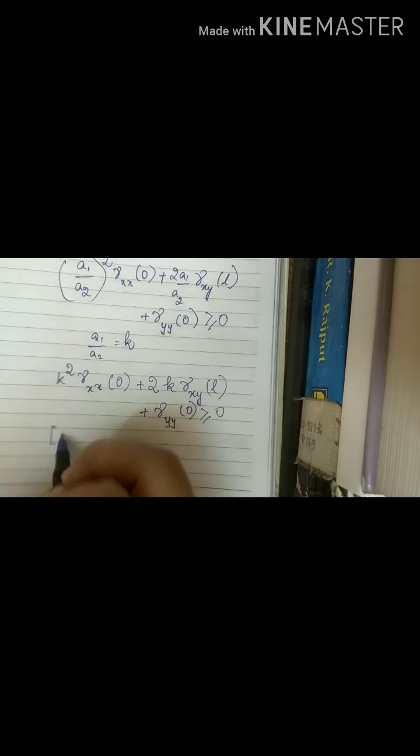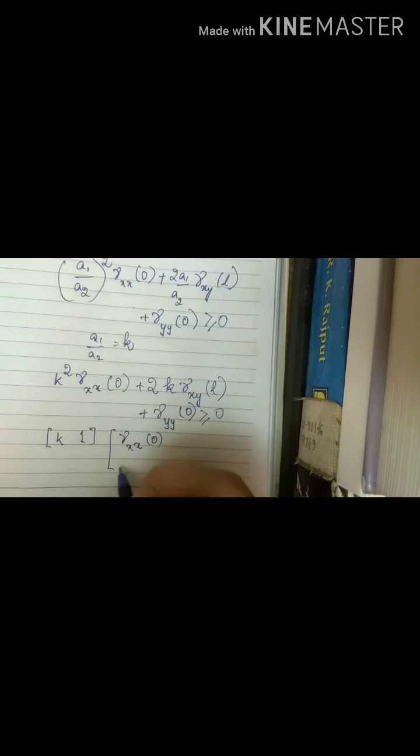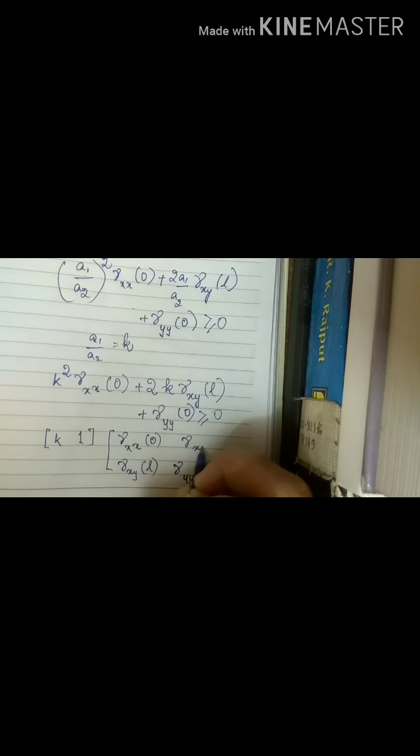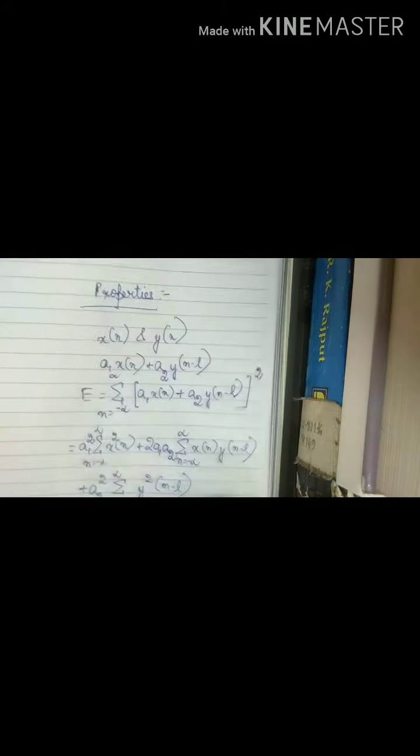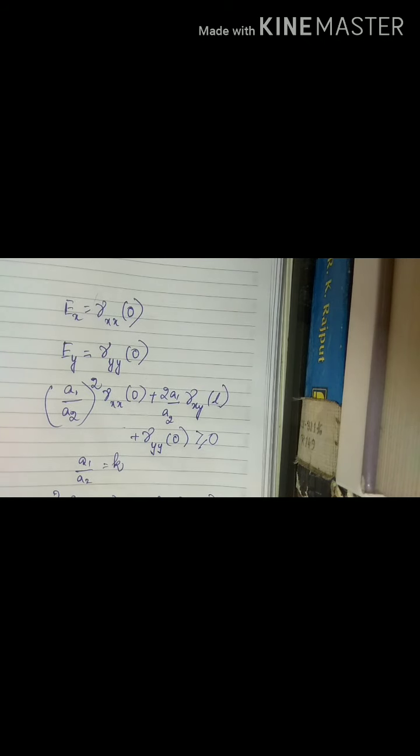This can be rewritten in terms of a matrix. We can write it as [k 1] times the matrix with gamma xx(0), gamma xy(L), gamma xy(L), and gamma yy(0), and one more column matrix has to be introduced here, [k 1], which is greater than or equal to 0. Now for any finite value of k, we can write gamma xx(0) multiplied with gamma yy(0) minus the product of the off-diagonal terms. That means we are basically taking the determinant here.